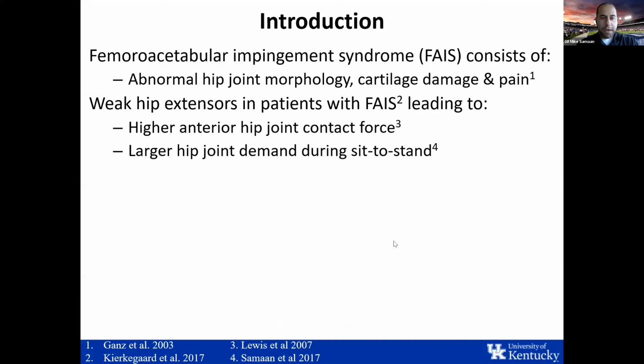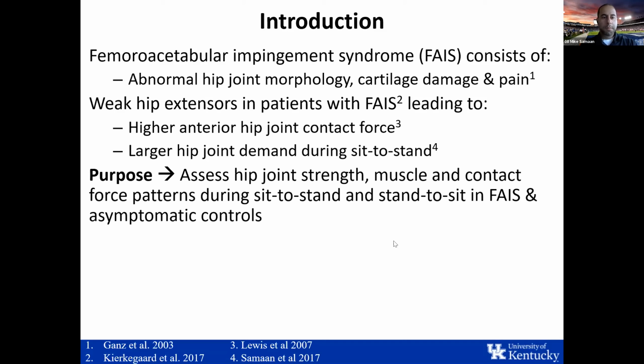So FAIS consists of abnormal hip joint morphology. These patients also exhibit early onset of cartilage damage or degeneration, as well as severe hip pain. Previous work has shown that patients with FAIS exhibit weak hip extensors, which can lead to higher anterior hip joint contact forces, as shown by some previous modeling work, as well as it might incite the larger hip joint demands that we see during the sit to stand task.